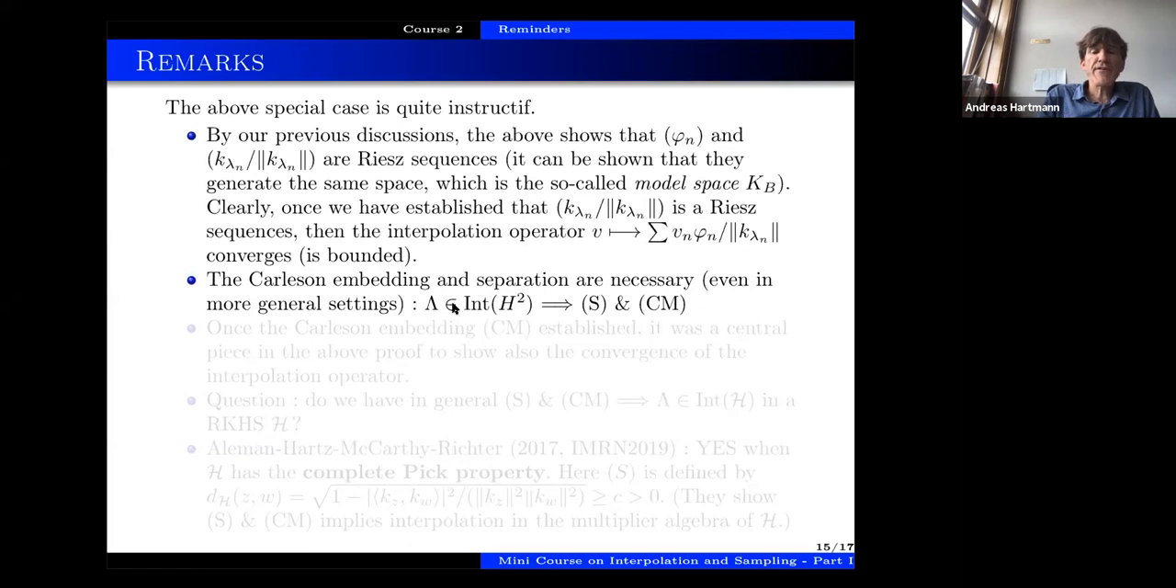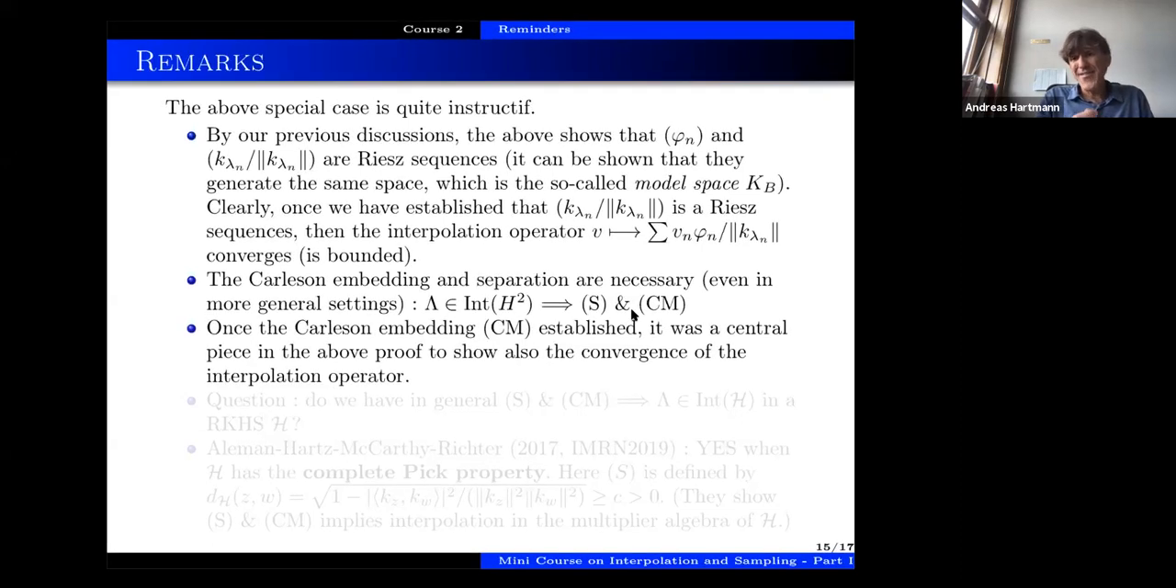So if lambda is interpolating, we have seen this implies the Carleson condition. The Carleson condition implies separation and the Carleson measure condition. And we have seen in this setting that the Carleson measure condition, or the Carleson embedding, was a central piece to prove also the convergence of the interpolation operator. So these objects are not disconnected.